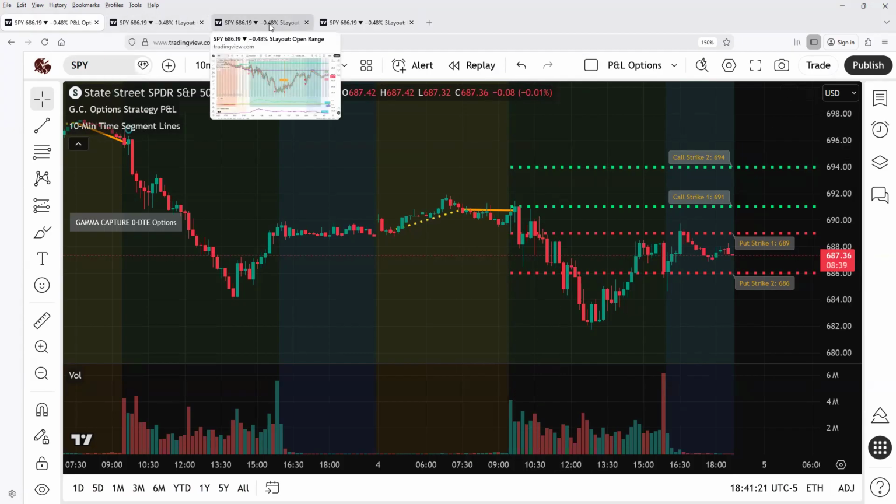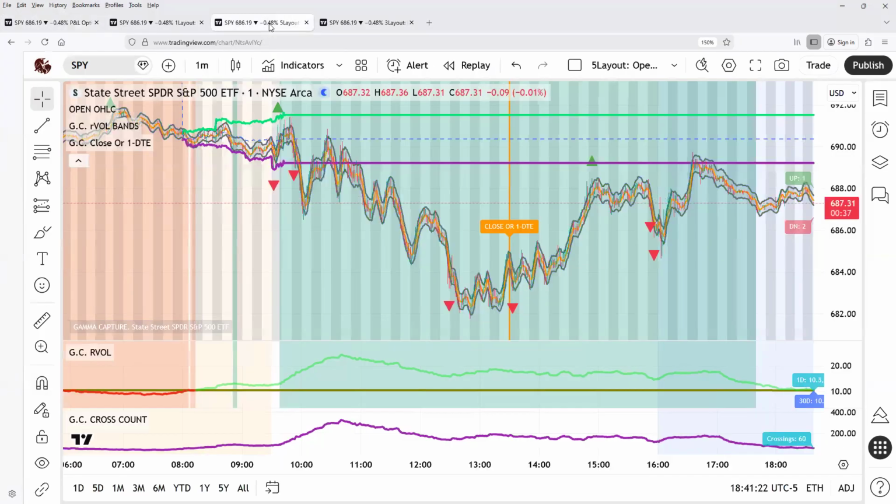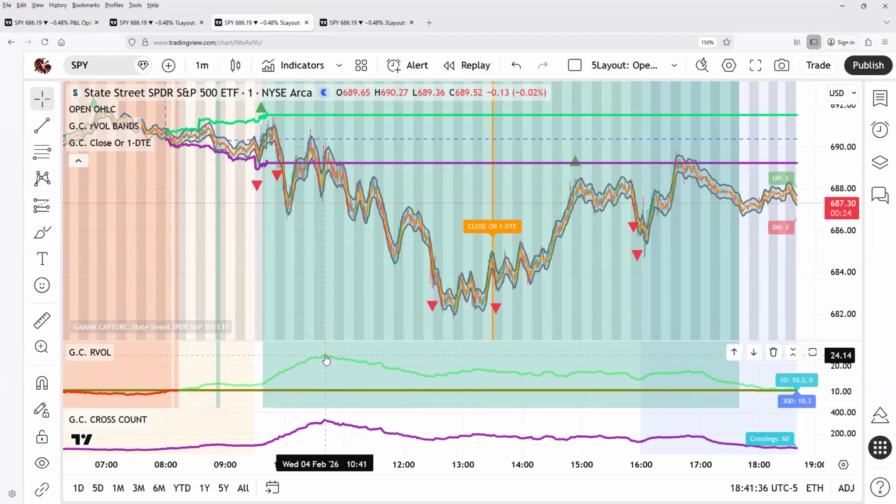So let's look at some of the indicators I look at during the day. One of the better indicators is our gamma capture volatility, the intraday volatility, which is this green line. You can see it was really above the 30-day by quite a lot in the morning. We went all the way up into the 20s, and that represents this very volatile period right here.